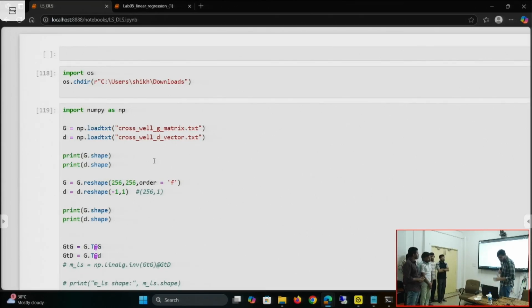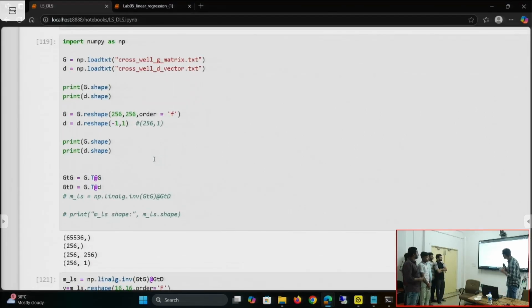What we did initially was load the G matrix and the D matrix that was given to us. Here we reshaped the G matrix into 256 cross 256 in a column-wise way. Then we solve G transpose G. Basically, .T represents transpose, we can also write transpose with brackets. The @ symbol represents matrix multiplication. Similarly we made two variables: one represents G transpose G and the other represents G transpose into D.